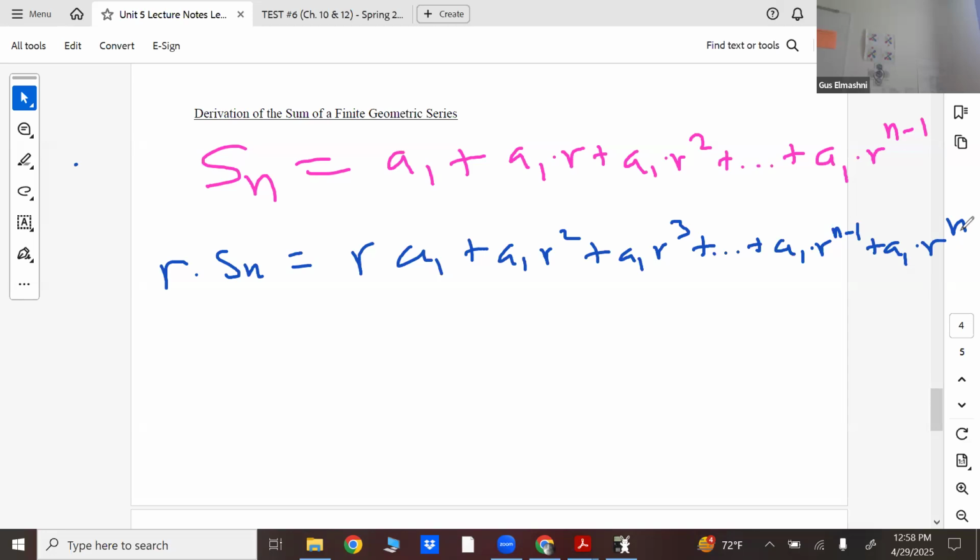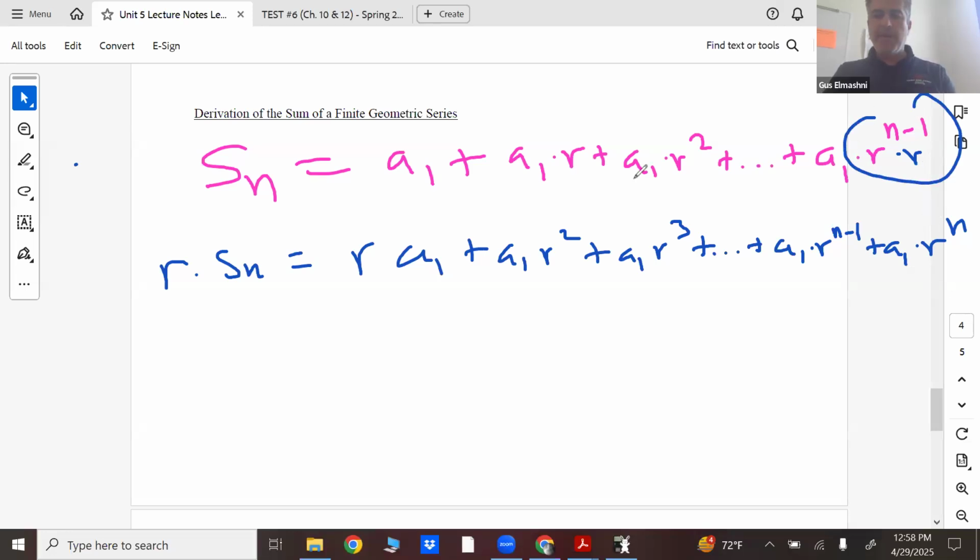This last term becomes what? A1R to the n minus 1 times R. What's R to the n minus 1 times R? R to the n. Yeah, if I multiply it by R, it becomes just that.